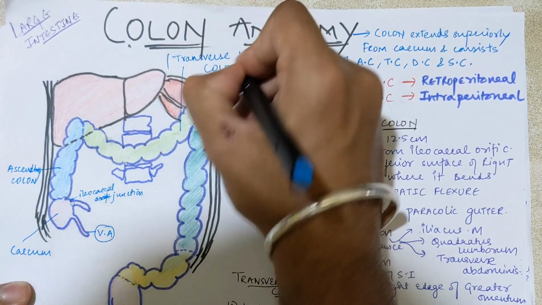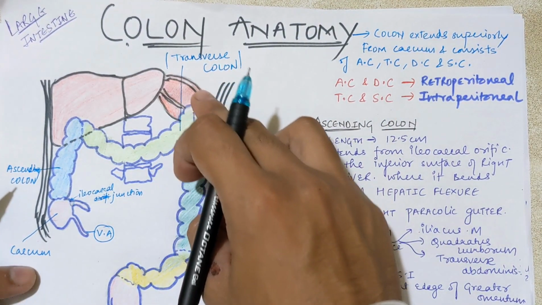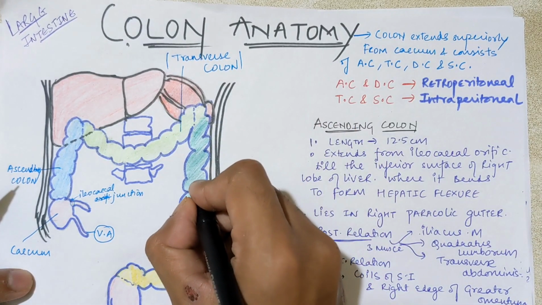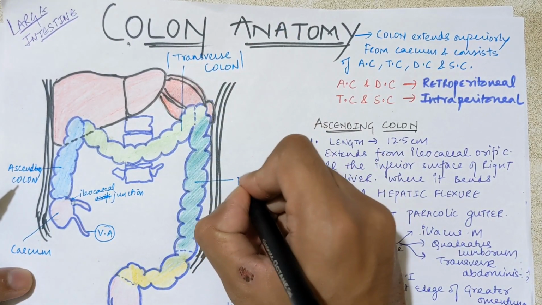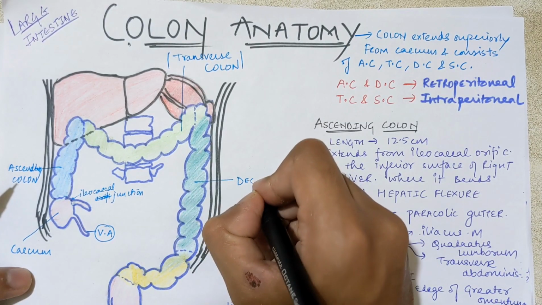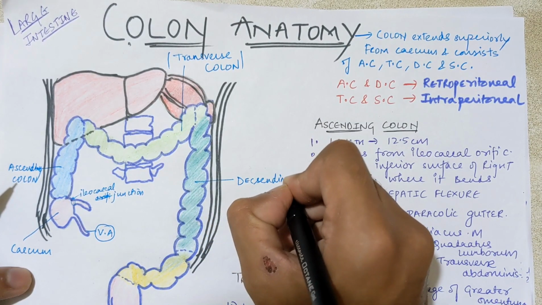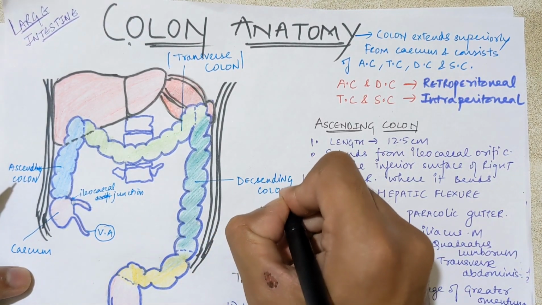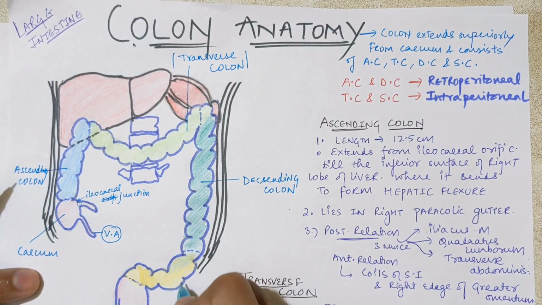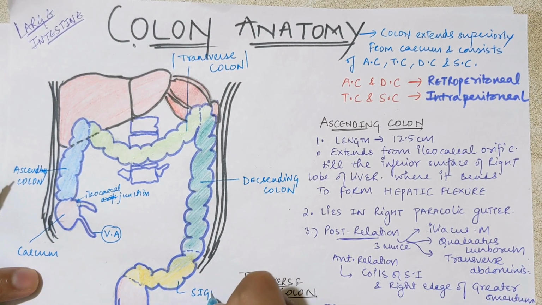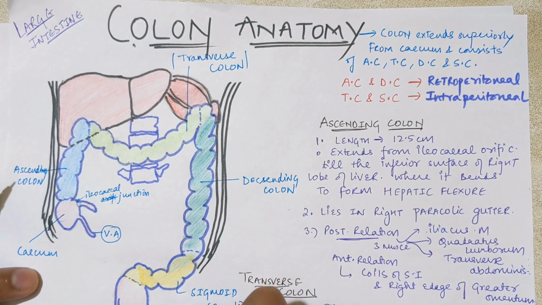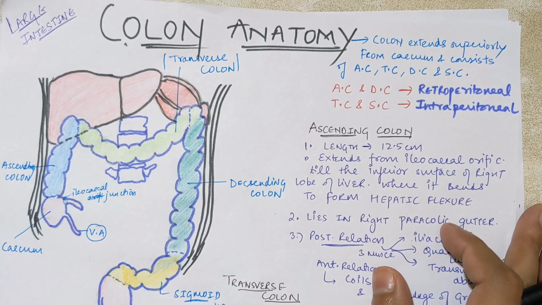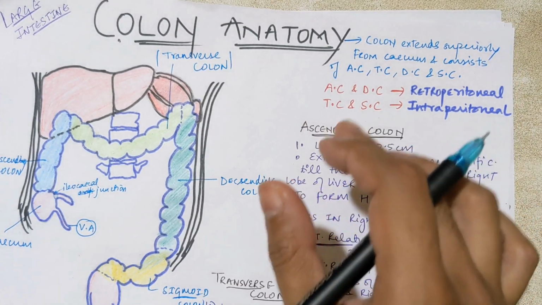So this is the second part of the colon, and then further it takes a bend here and forms the third part, which is called the descending colon. Now it descends downward. Then from here, the yellow part you can see is your sigmoid colon, and we will be discussing each part in detail in the coming videos.